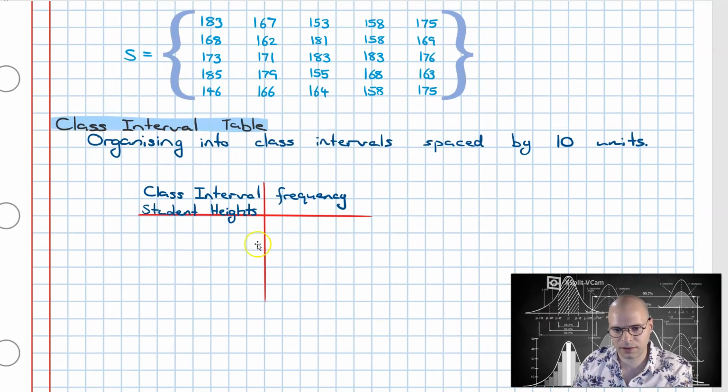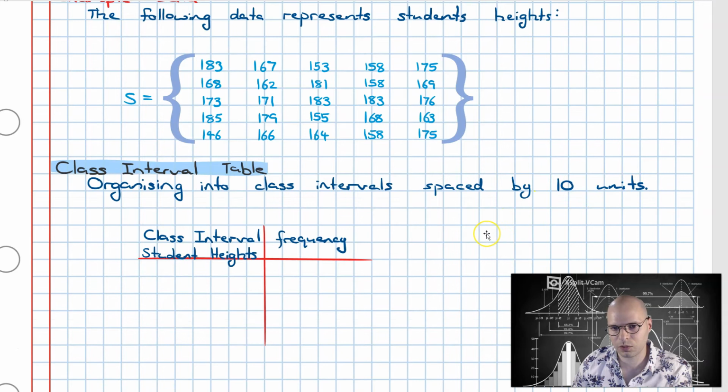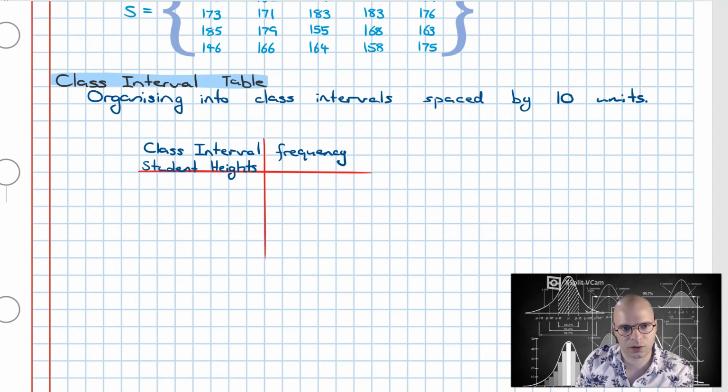Now, the next step is I need to organize these into class intervals, and the interval spacing I'm going to use in this instance is 10 units. Now, to be able to determine the lowest number that we're going to start with, we look for the lowest number within our data set. In this case, by inspection, I can see that the lowest number is 146. So what that means is I'm going to organize my lowest class interval to be between 140 to 150.